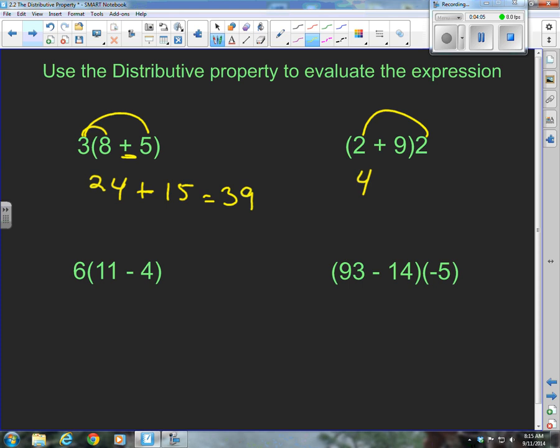Here, multiply the 2 times the 2. We get 4. Bring down the plus sign. 2 times 9 gives me 18. Well, 18 plus 4 gives me 22. And check your answer. 9 plus 2 is 11. 11 times 2 is 22. So that indeed is the answer.